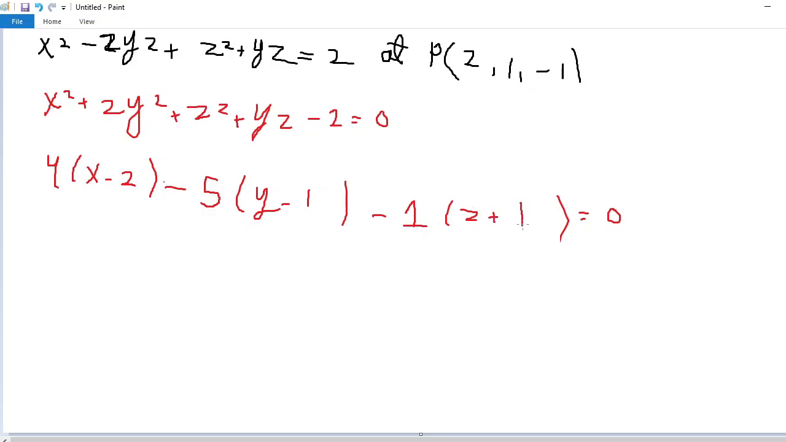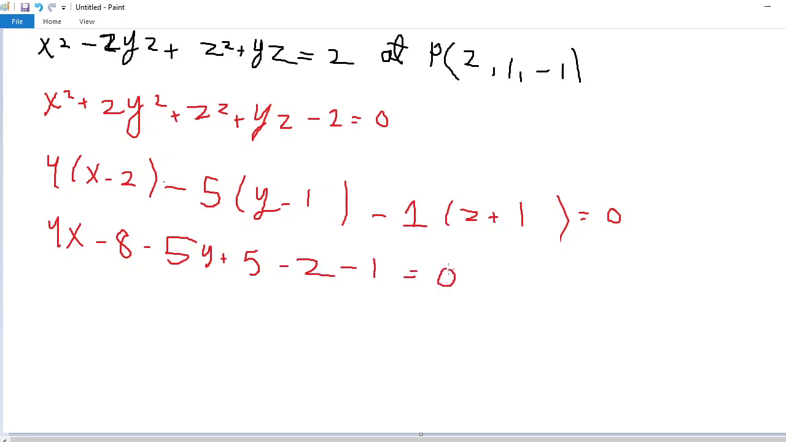So after we entered all the values that we have, let's solve the equation right now and we will find the tangent line. That's it. Oh, sorry, the tangent plane. So 4 times x is going to be 4x, 4 times negative 2 is negative 8, negative 5y, then plus 5, then negative z, negative 1, equal to 0.